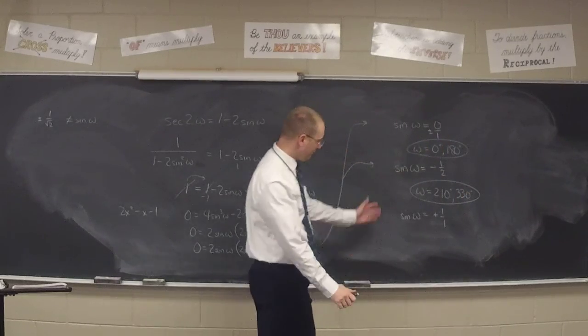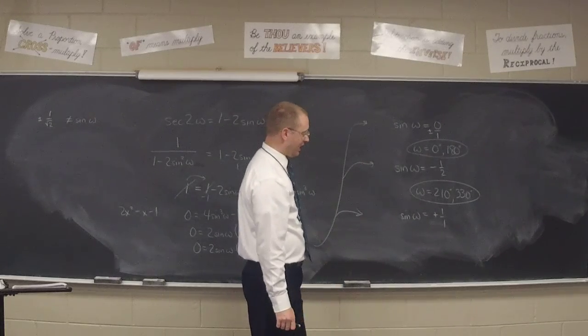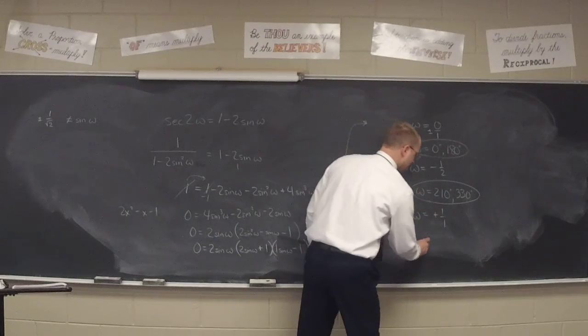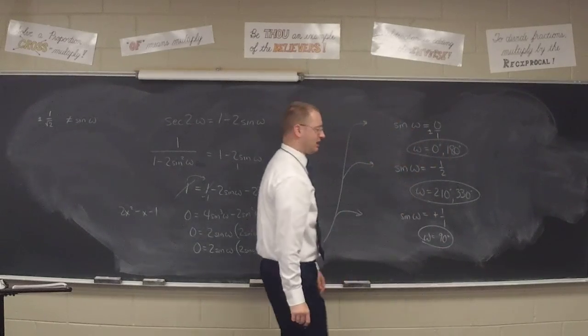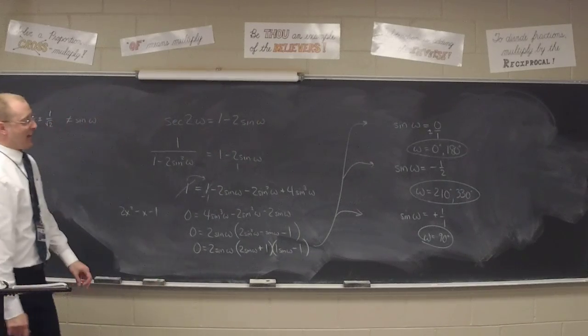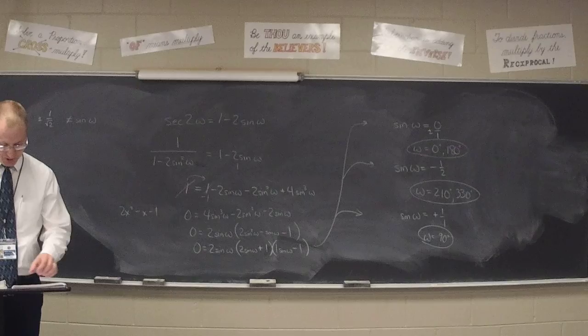All right, Chris. When is sine 1 over 1? 90 degrees. That is only positive, so we're not going to say 270, just 90. Five answers on this one. Questions on number 10? Stop now.